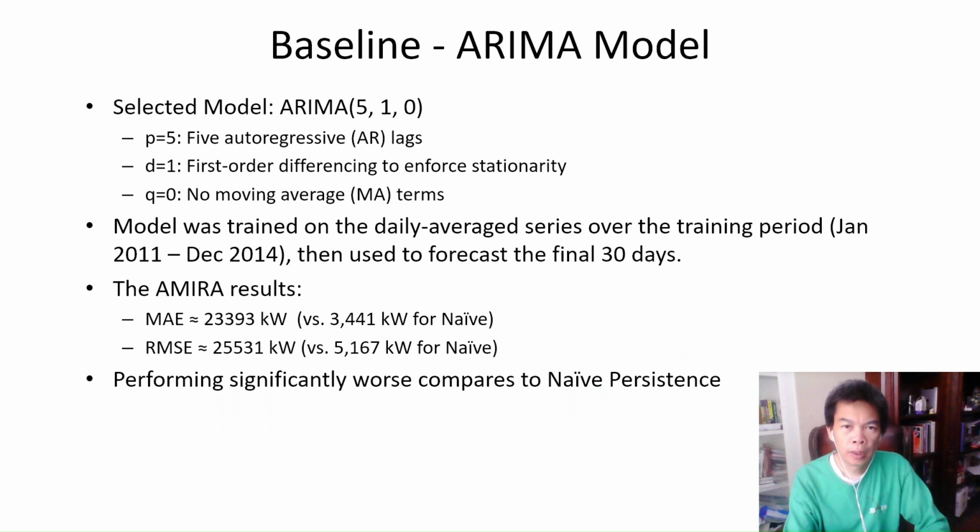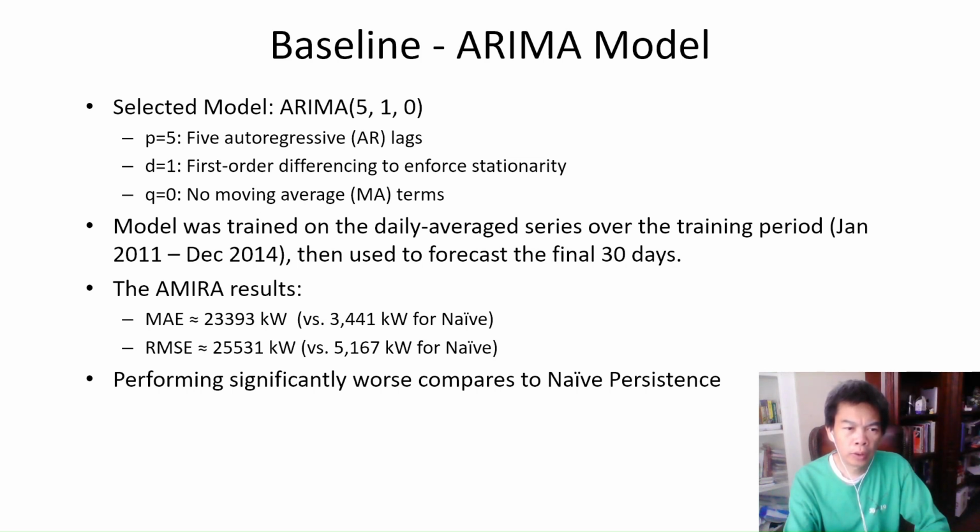The next baseline we're going to look at is an ARIMA model. This model fits the daily average total load. ARIMA is useful for capturing a linear trend and autoregressive dependency. The selection will be 5,1,0. The 5 is the autoregressive lag, the D is the first order difference to enforce stationarity, and we use no moving average, which means Q equals 0.